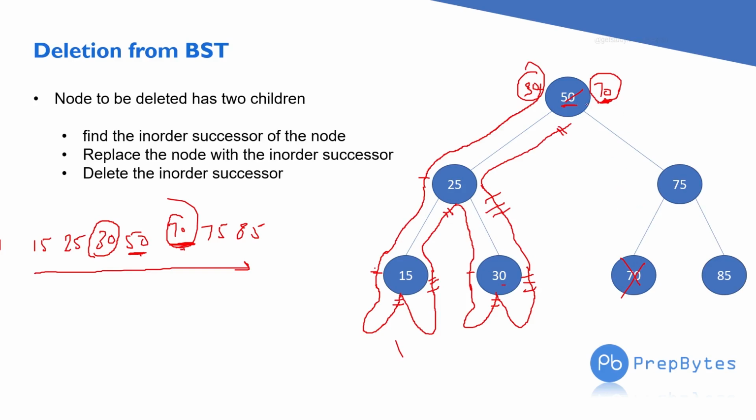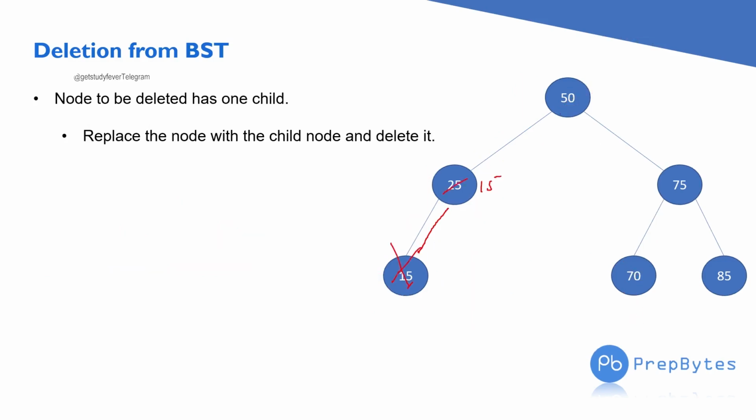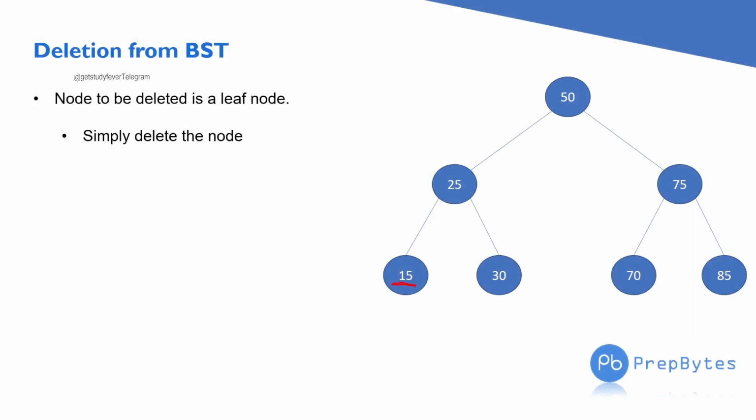Then replace it with this 70, and just delete this one. It is done. So this was deletion from BST. Now I will write a code for the deletion of BST. What I have to do is check whether it is null or not. If it is not null, check for the left side. If it is not in left, check for the right side.